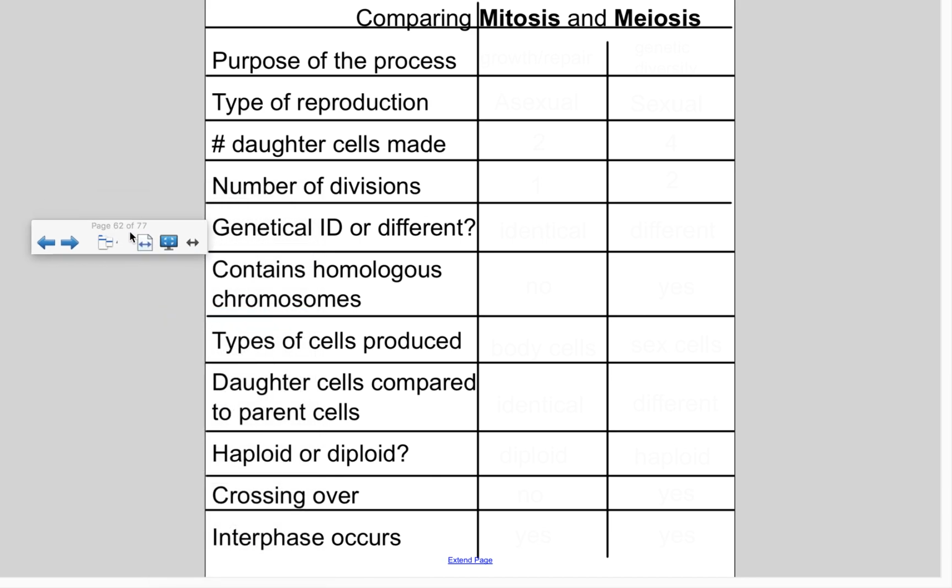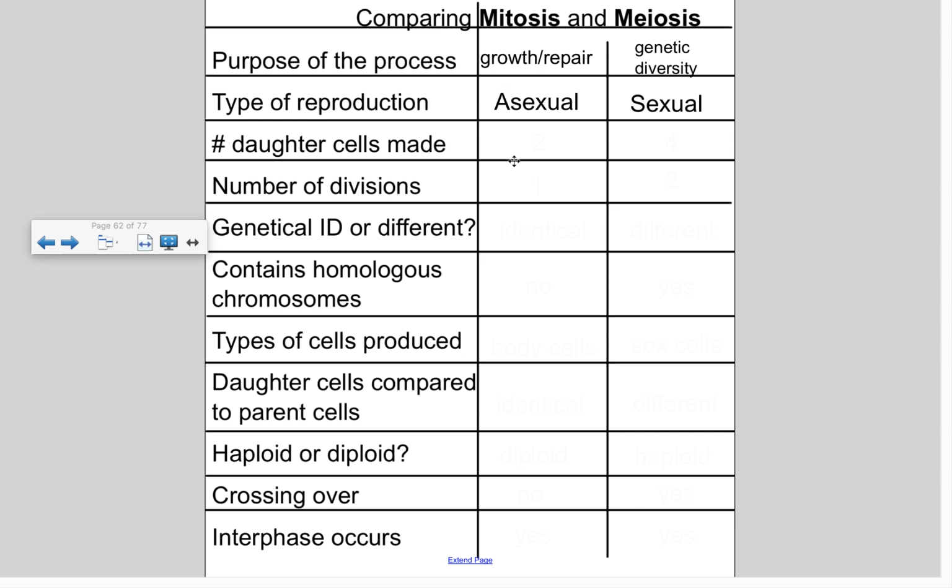I think in your notes you have a table, so you have to follow along. The purpose of the process for mitosis, we talked a little bit about earlier. It's growth and repair mostly. Body cells do mitosis. Purpose of meiosis, genetic diversity. I would also accept that it's to make sex cells. The type of reproduction in mitosis, for some organisms, it is asexual. But for us and for a lot of multicellular organisms, it is sexual.